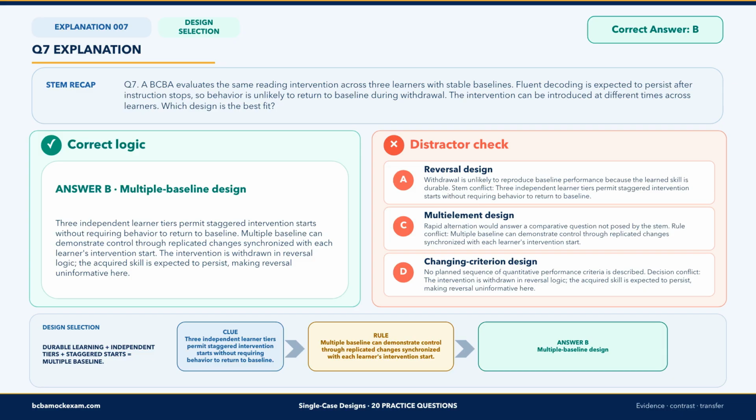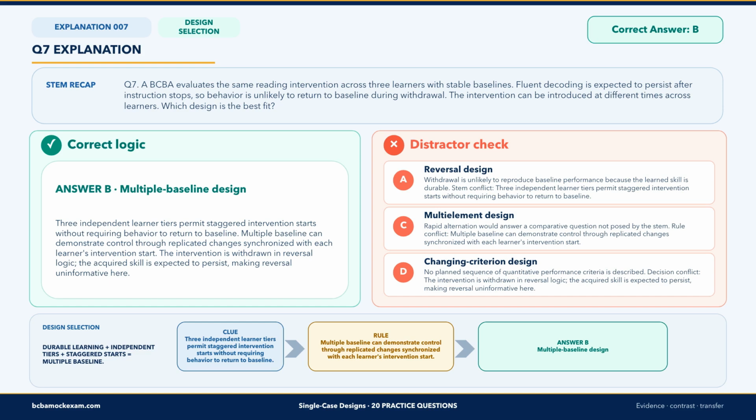This is B. Multiple baseline design. The intervention is withdrawn in reversal logic. The acquired skill is expected to persist, making reversal uninformative here. The deciding support comes from the stem. 3 independent learner tiers permit staggered intervention starts without requiring behavior to return to baseline. Multiple baseline can demonstrate control through replicated changes synchronized with each learner's intervention start.